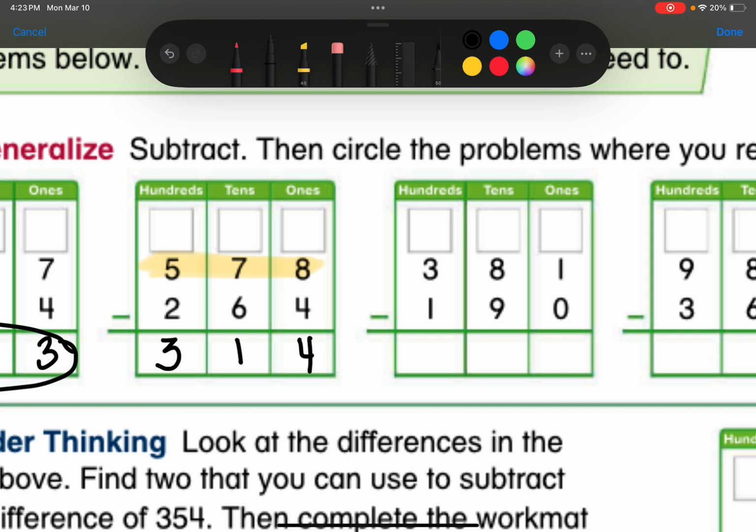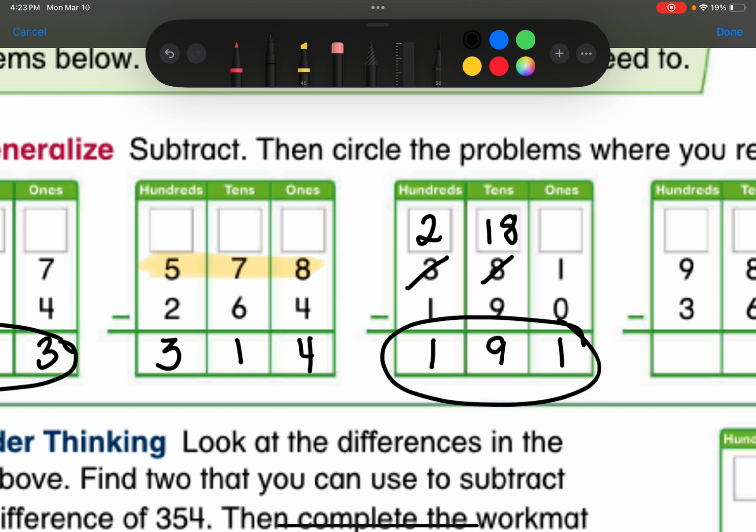Okay, let's just look at the next one. 1 minus 0, there is more on the top, so I don't need to stop. That's 1. 8 minus 9. 9 is a bigger number, so that means more on the floor. I need to go next door and get some more. So my 8 becomes 18 tens, and my 300s becomes 200s. 18 minus 9 equals, that's a doubles fact, 9. And then 2 minus 1 equals 1. So the difference for this one is 191.